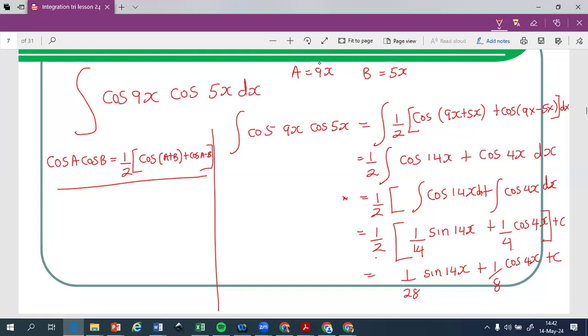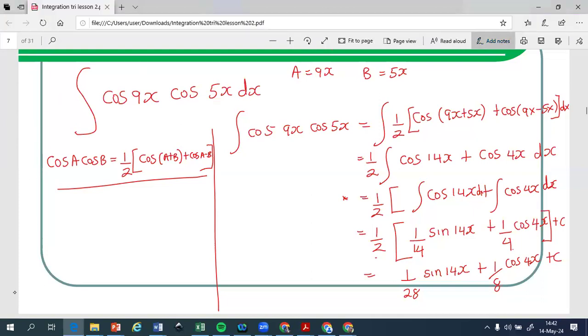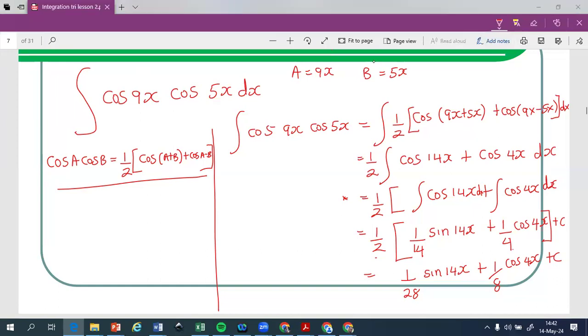Yes, someone has a hand. Yes, Dr. Pretty. I thought it's supposed to be sine of 4x, not cos of 4x. Oh, yes, you are right. I think we did not integrate. Thank you. I think we forgot, we did not integrate here. Let me correct it. We didn't integrate that second one. Hope everyone has seen that.